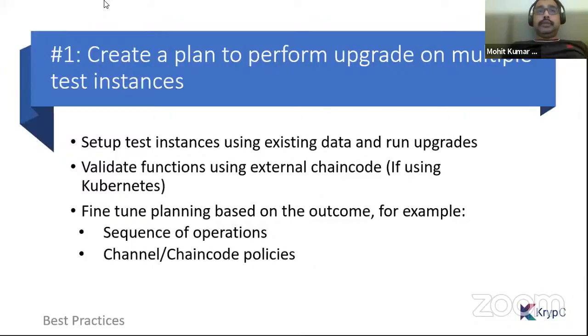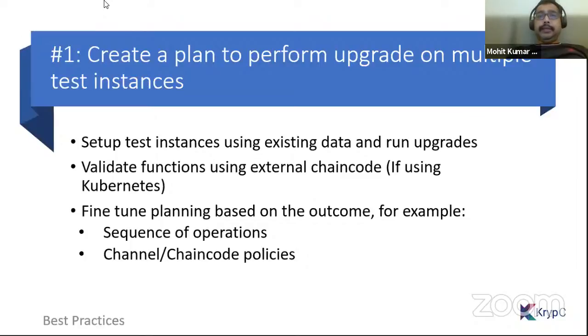So the first thing is that we have to create a plan and create simulated instances. For example, if our application is running on a cluster or in a virtual machine model, and there are, let's say, 3 peer organizations and 1 orderer organization, we should do the same thing in our test instances and run the upgrades. It would be a big mistake if we directly run it on the production systems. I'll cover more on that in the subsequent slides as well.